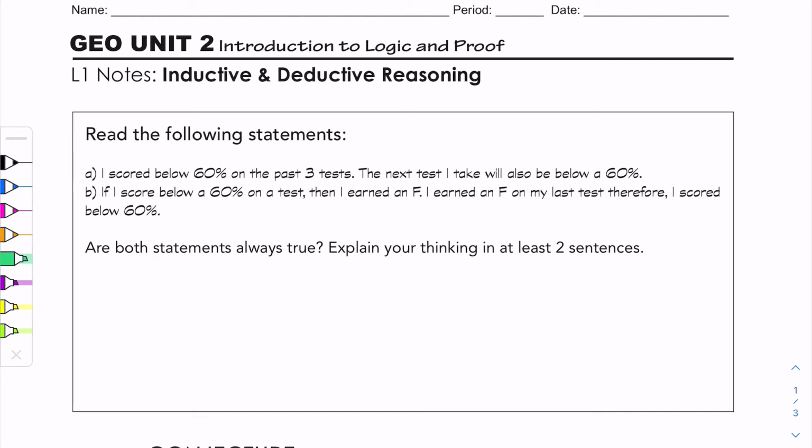Today we're beginning Unit 2. Unit 2 is the Introduction to Logic and Proof. We're going to specifically spend time looking at inductive and deductive reasoning.